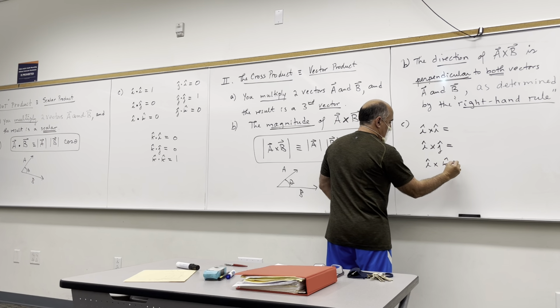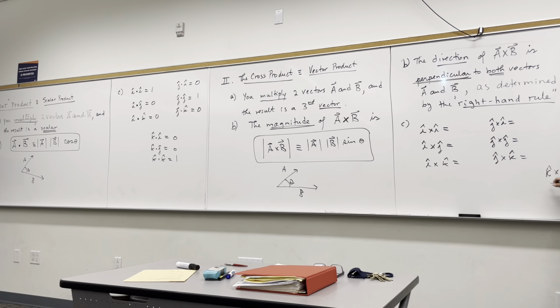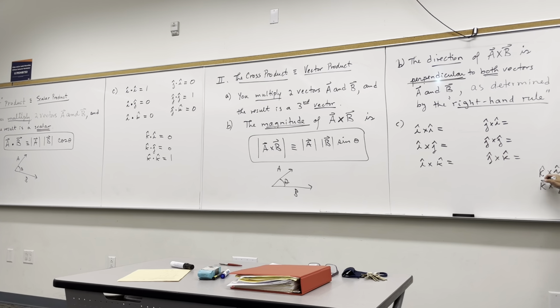And then J cross I, J cross J, J cross K. And K cross I, K cross J, and K cross K. Do you know any of these values? How much is I cross I? 0. Why is it 0? How do you know it's 0? Sine of 0 is 0.